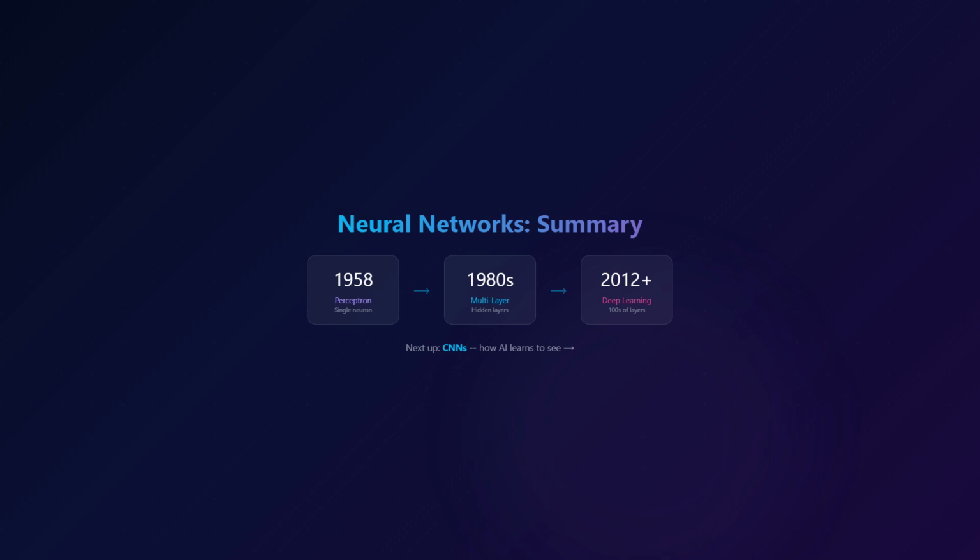But here's the thing, a standard neural network treats all inputs the same way. It doesn't understand that pixels next to each other are related, or that words in a sentence come in a specific order. To handle images, we need something special. That's where convolutional neural networks come in. That's our next video.